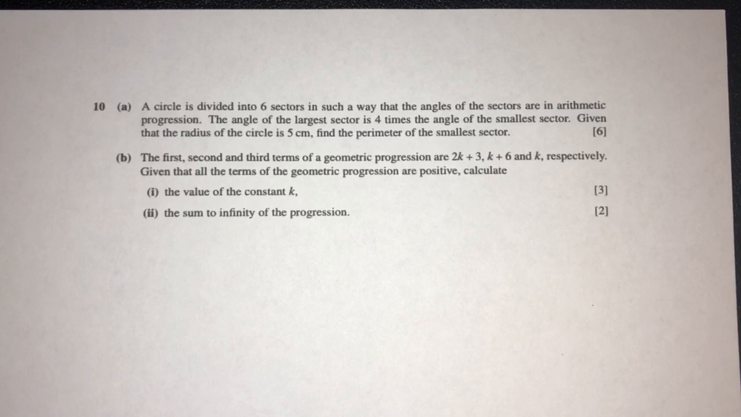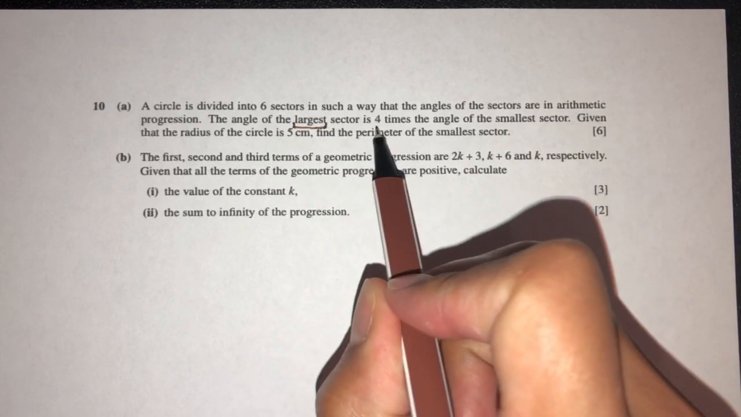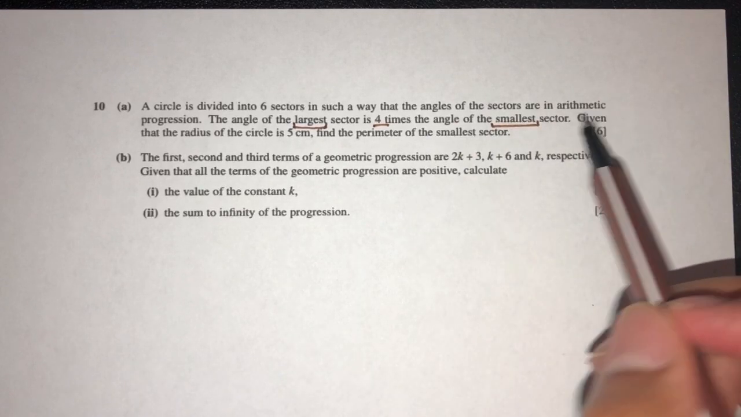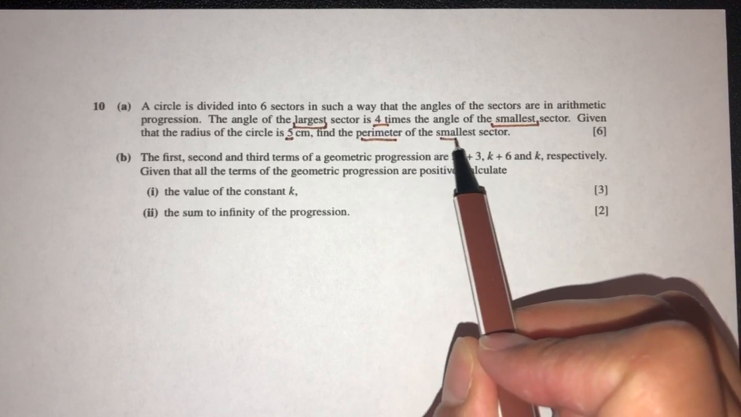A circle is divided into 6 sectors. Again, it is not said they are equally divided. They are just divided into 6 sectors in such a way that the angles of the sector are in an AP, so arithmetic progression. Now the angle of the largest sector is 4 times the angle of the smallest sector. So this one is something good to know. Given that the radius is 5, we have to find the perimeter of the smallest sector.